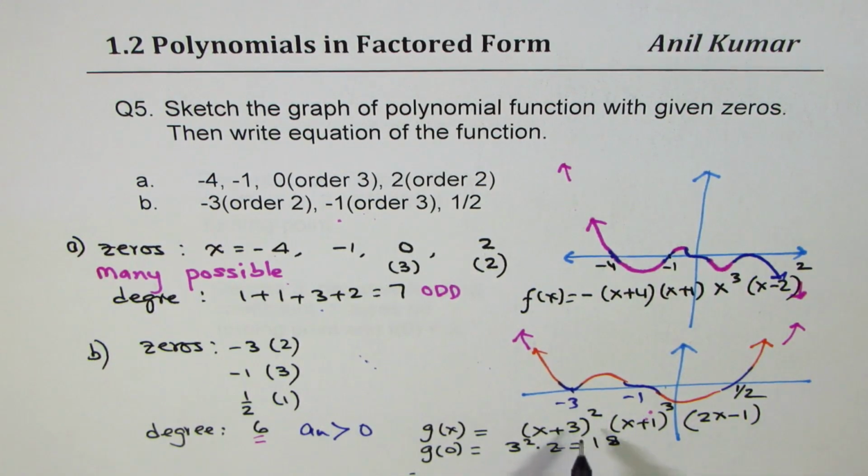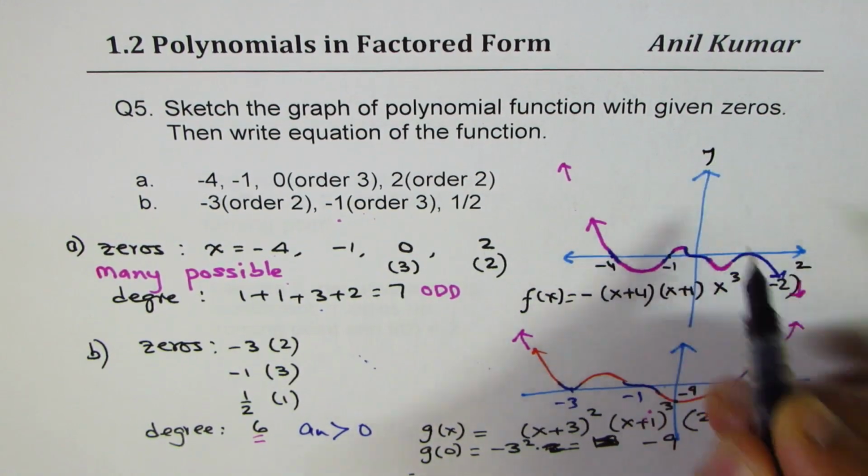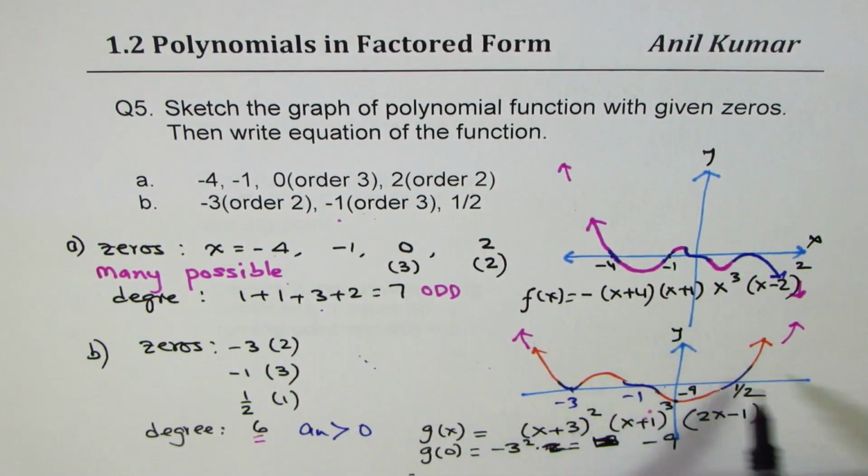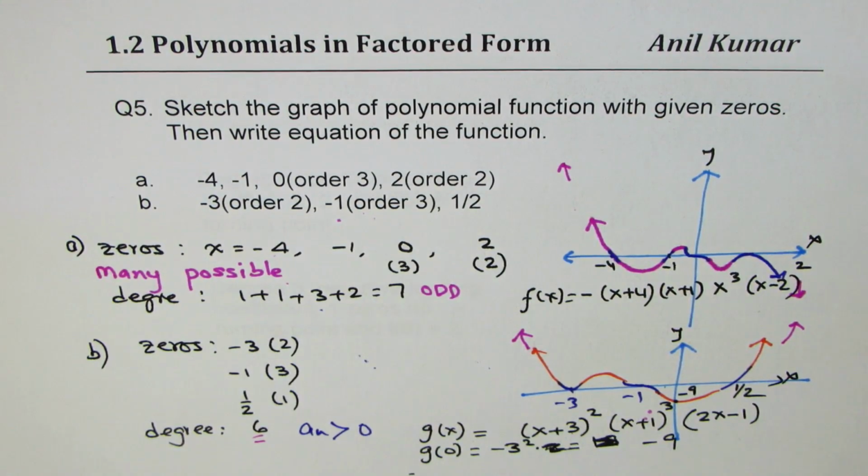I'm sorry, this is minus 1. I was just wondering. So if I put 0 for x, what do you get? We get 3 here, 1 there, and minus 1. So minus 9. So this point is minus 9 for us. Perfect. So that is how you get your graph. I hope that makes sense.